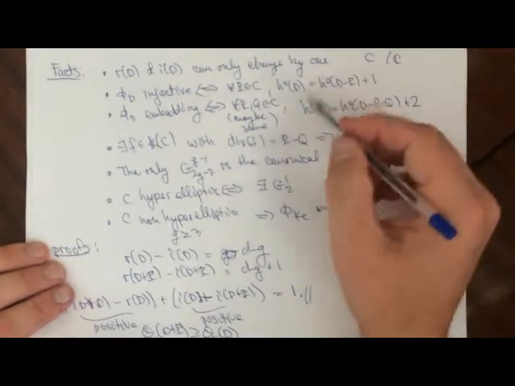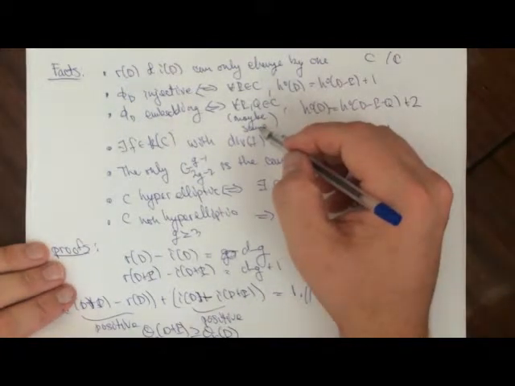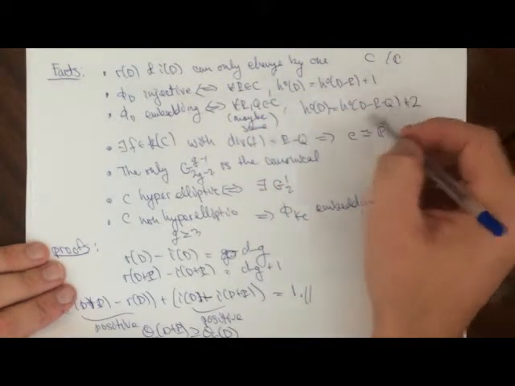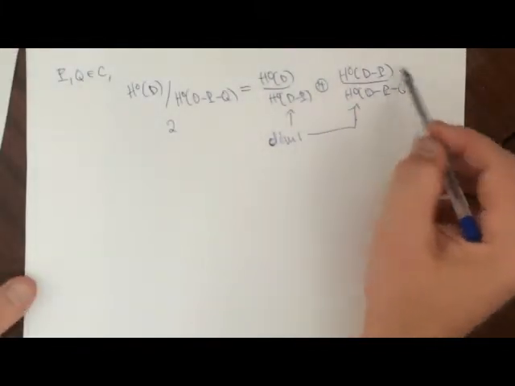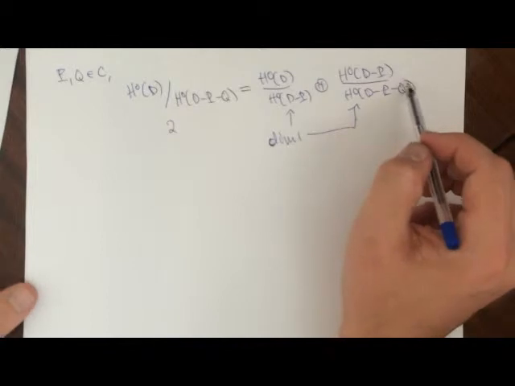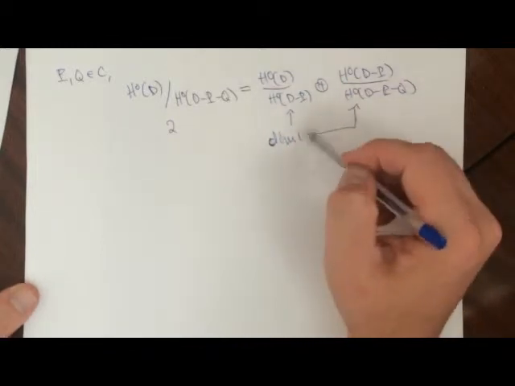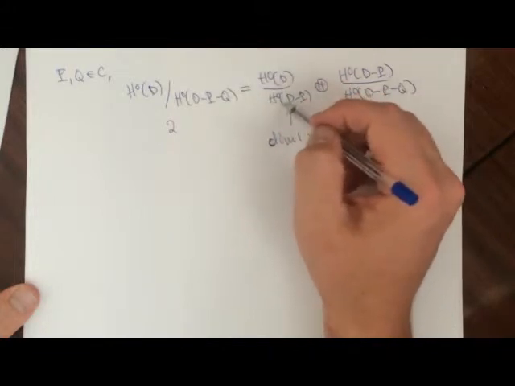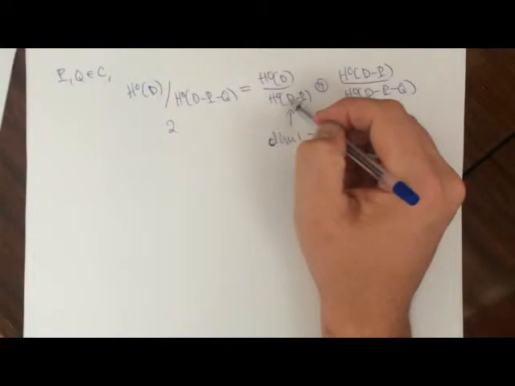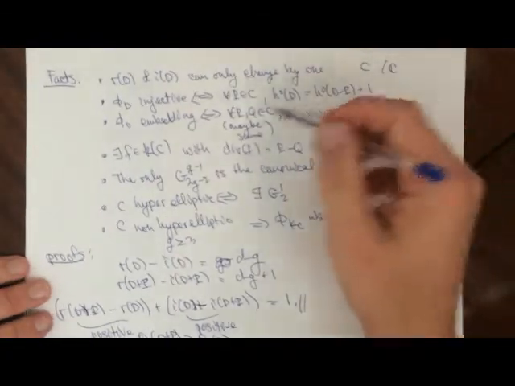So which way do we want to assume? Let's assume that this is true. If this is true, then this side will have dimension 2, and each will have dimension 1. So this implies that this has dimension 1, which implies that it's injective. So we showed that this shows injective.